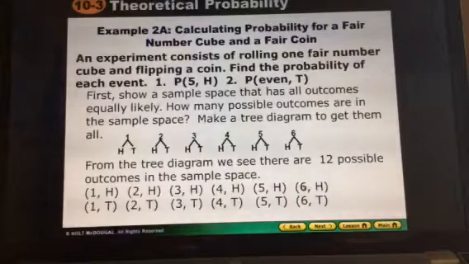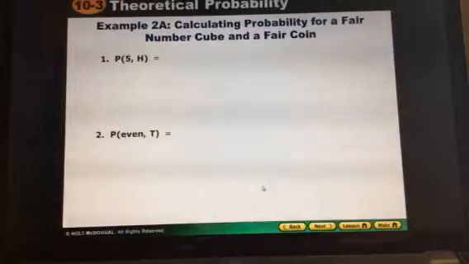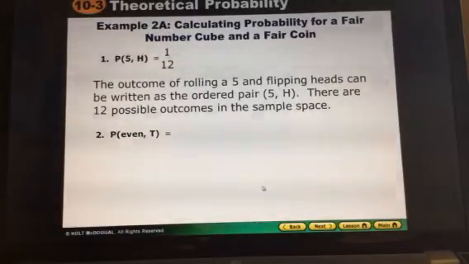12 possible outcomes. And we want to know the probability of rolling a 5 and then flipping a head. Well, there's only 1 5-head here out of 12, so that probability would be 1/12.